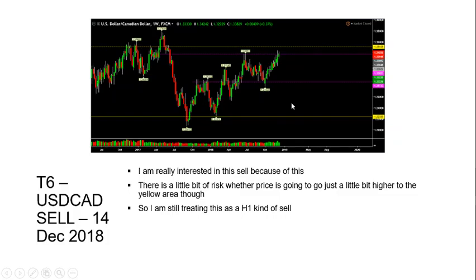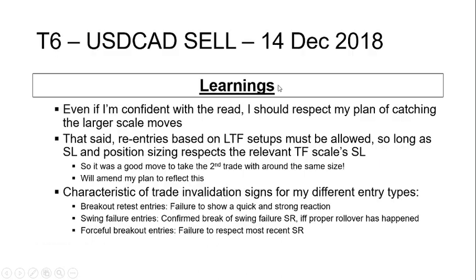There is a small bit of risk though, because the yellow lines mark my monthly levels, right? And I thought it's likely that price can go just a little bit higher, touch the yellow line and come back down. So I'm still treating this setup on the lower time frames as a H1 kind of sell, not just yet a weekly sell. I probably need a little bit more confirmation on that. So these were the key learnings of the US CAD trade.